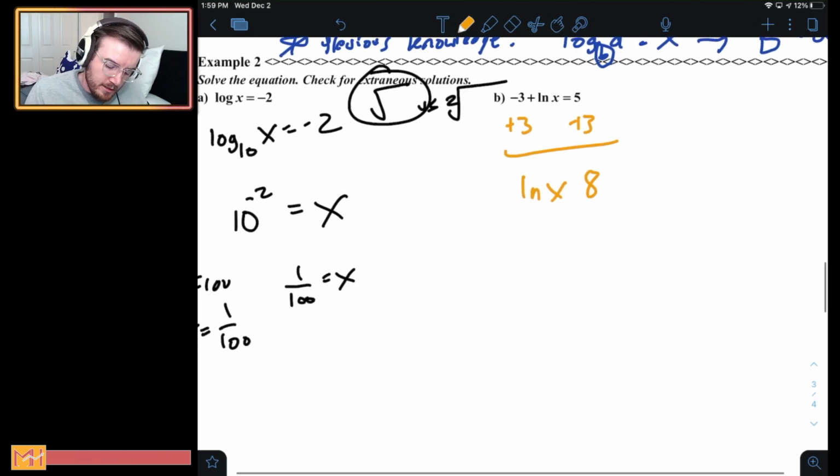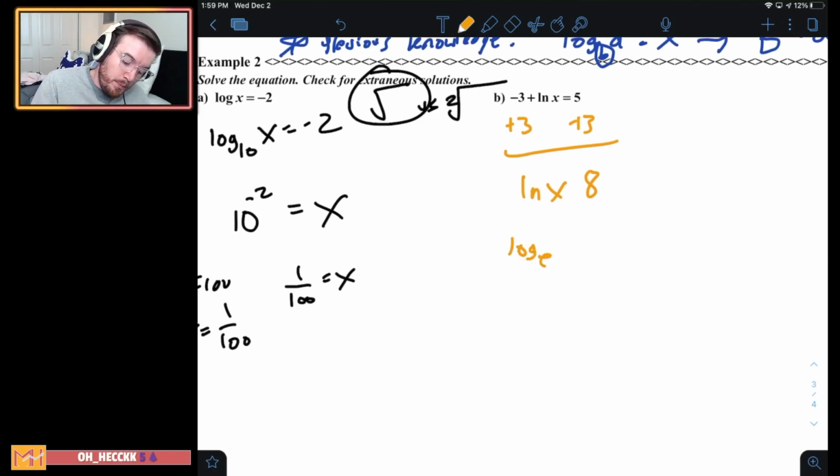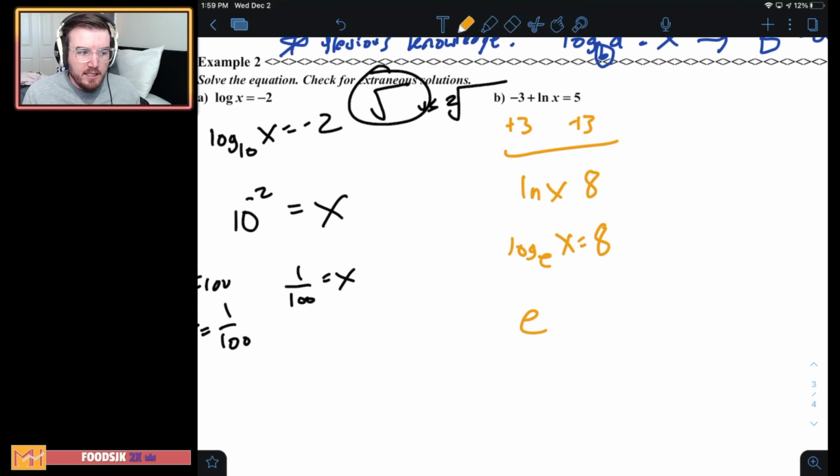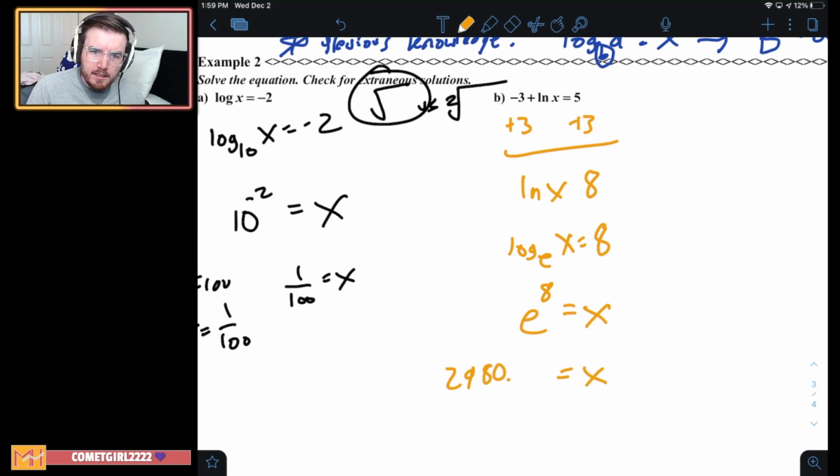What's the natural log? It's a log with a base of e. There's that number again, right? And we rewrite, because the x is stuck inside this log. When we rewrite, the base of the log becomes the base of the exponent, and these guys switch sides. Oh, x is just e to the 8th, which is a pretty big number. I just punched it into a calculator. It is 2,980.958.